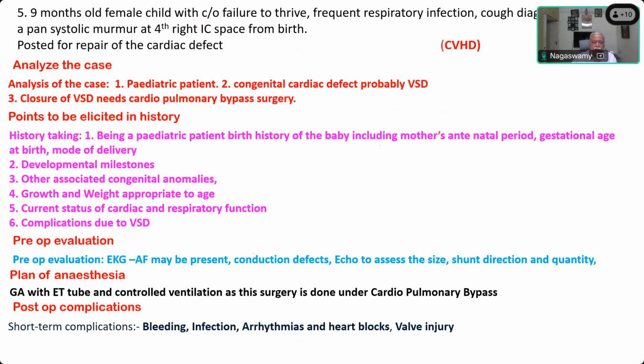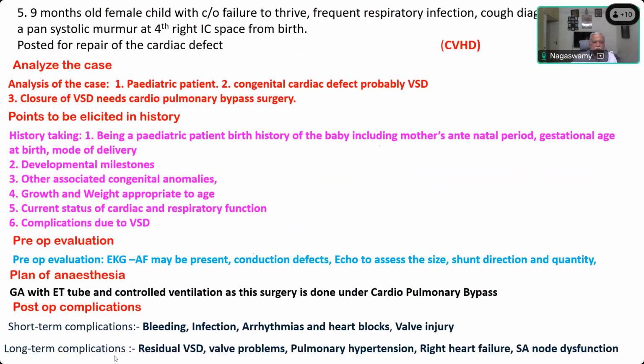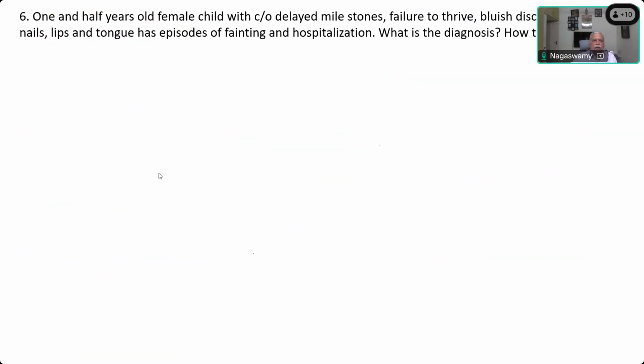So conduction blocks can happen, or because the valves are very close to the septum. The aortic valve is close and the pulmonary valve is also very close. So the surgeon may injure those valves also. So injury to the valves is also a very common short-term complication. Long-term complications, there may be a residual VSD. Closure may not be complete, or you can produce valve problems, or pulmonary hypertension could already have developed because of the constant left to right flow, and right heart failure had already set in, or sometimes SA node dysfunction also can happen. Okay, these are all the problems in the post-op you have to anticipate.